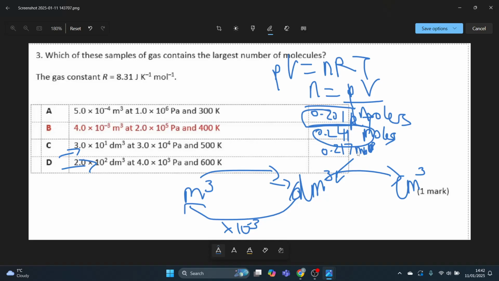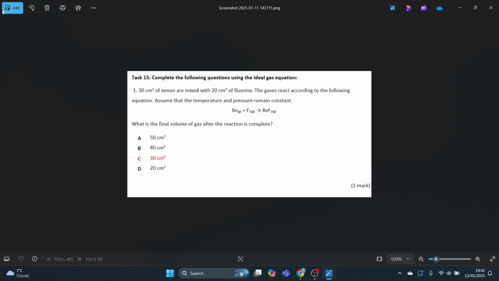And for D, 2.0 times by 10 to the power 2 times by 10 to the power minus 3 times by 4.0 times by 10 to the power 3 divided by 8.31 times by 600, 0.160 moles. And that's why the answer is B, because it contains the largest number of moles and therefore the largest number of molecules. To find the number of molecules, all we're doing is times by 6.022 times by 10 to the power 23. So if this number is already bigger, we're going to have a larger number of molecules.